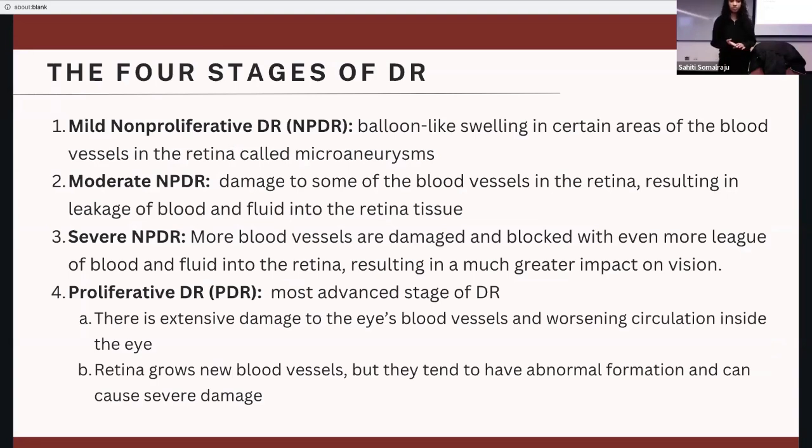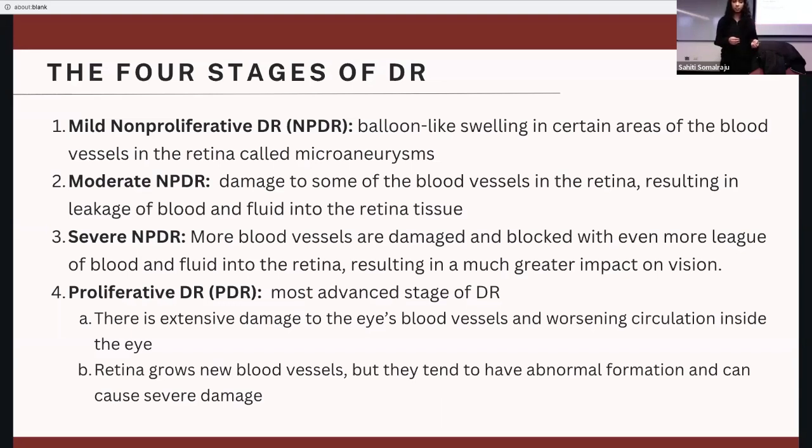And so there are 4 stages of diabetic retinopathy. There's mild non-proliferative DR, also known as NPDR, and this is characterized by the balloon-like swelling in certain areas of the blood vessels in the retina called microaneurysms. There's also moderate NPDR, where the damage to some of these blood vessels in the retina causes leakage of blood and fluid in the retina tissue.